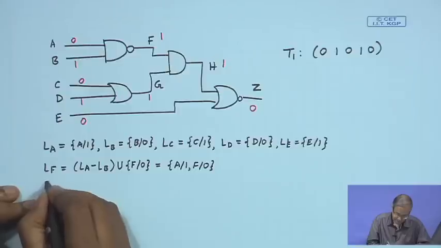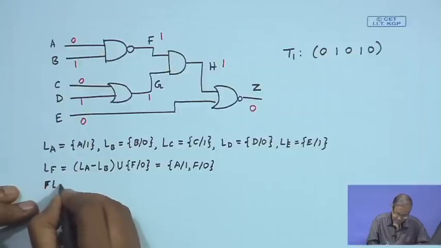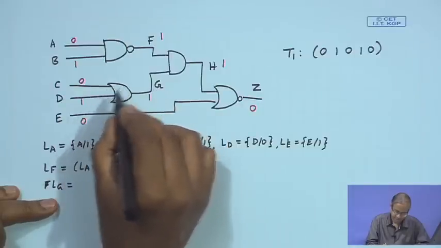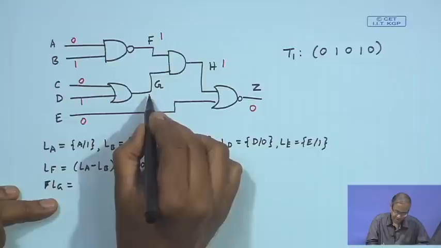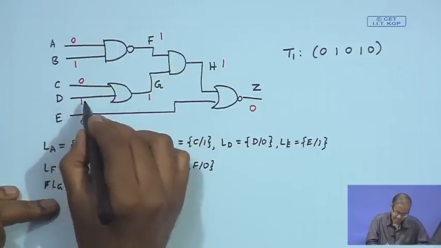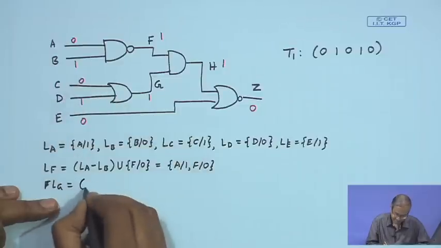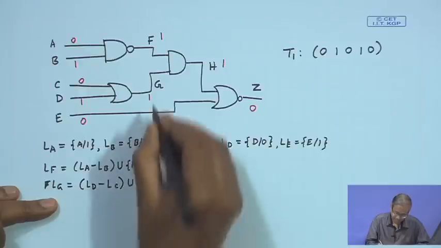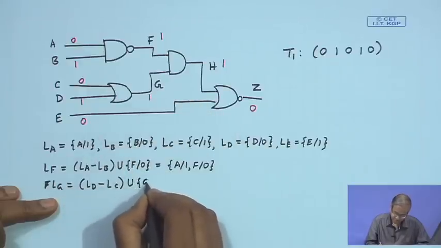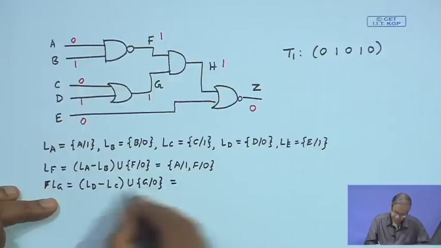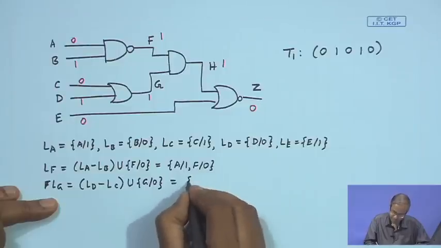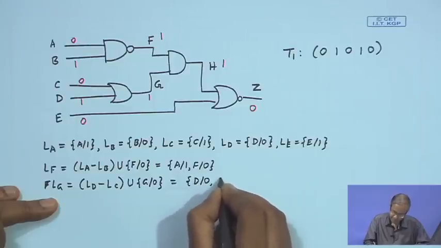Similarly, let us do LG. This is an OR gate with input 0, 1, output is 1. So, here again output will be 0 if D changes, but C does not change. So, it will be LD minus LC union G stuck at 0. So, LD minus LC is how much? There is nothing common again, only D stuck at 0 and G stuck at 0.